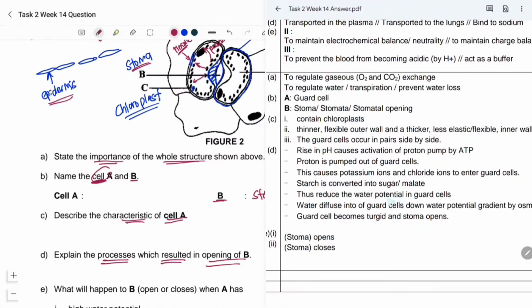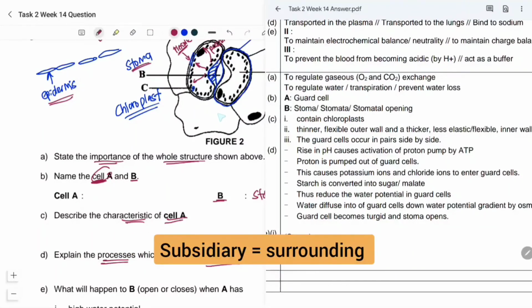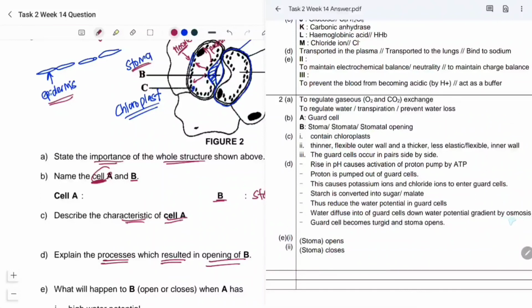So when we compare the water potential in the gut cell compared to the surrounding cell, iaitu epidermis cell, so there is a water potential gradient. Rendah di dalam gut cell tetapi tinggi di luar, okay, dekat subsidiary ataupun surrounding cell. So water will diffuse into the gut cell down water potential gradient by osmosis. Okay, that's why gut cell will become turgid and stoma will open. So this is how the process that occur to cause the stoma to open.